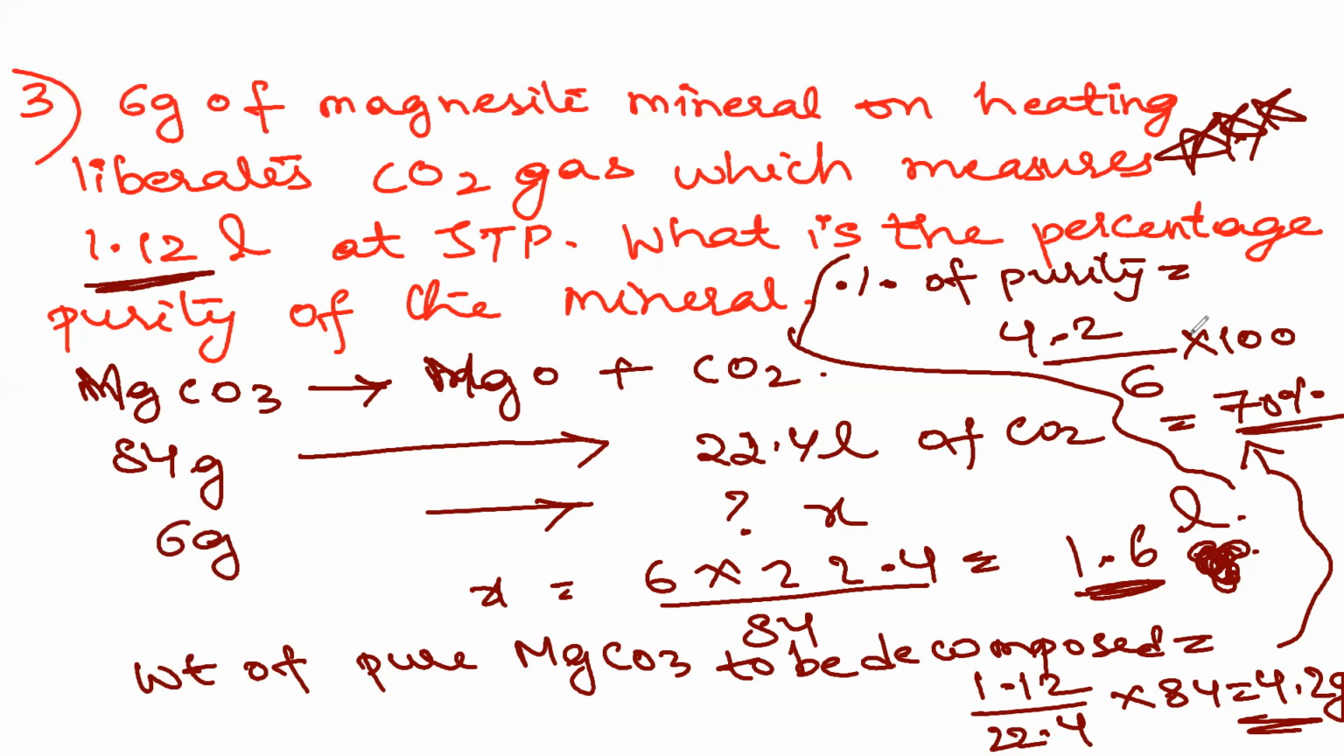But we have taken 6 grams of magnesium carbonate. So to find the percentage of purity, 4.2 by 6 into 100, yes, it is 70%. So this is the answer. In this way, we have to calculate. So these are the 3 important models based on weight, volume relationship. Next, we will discuss the volume relationship.